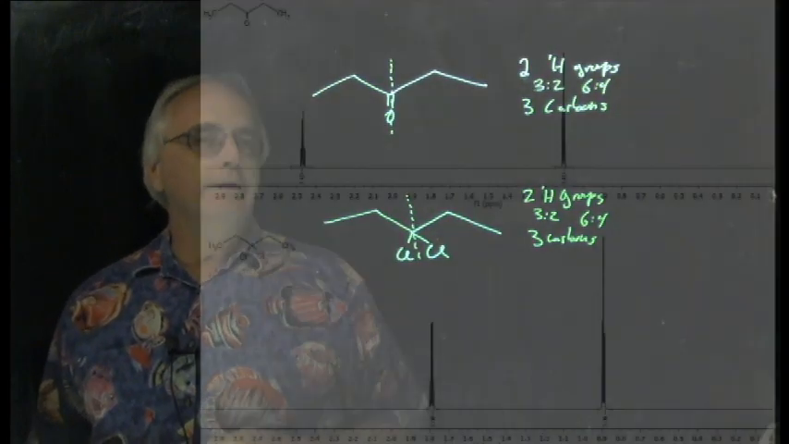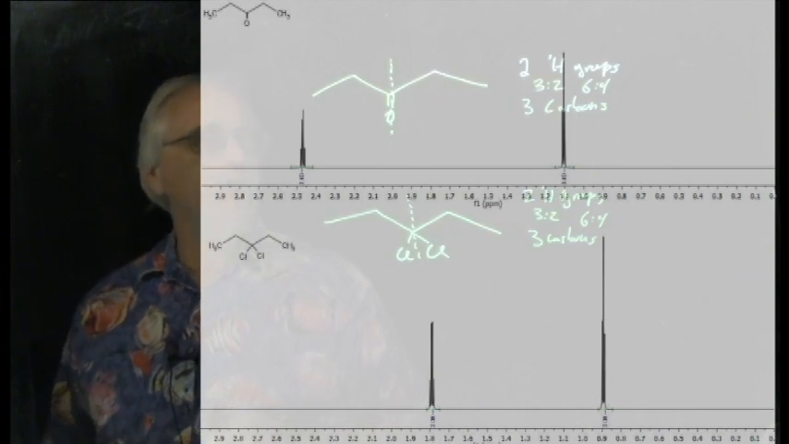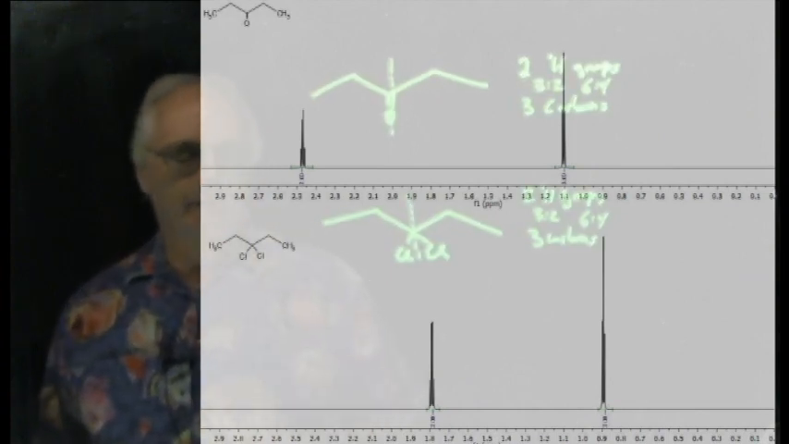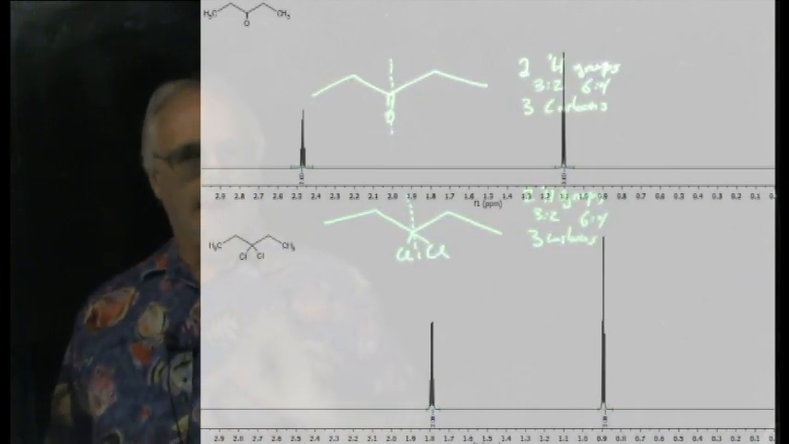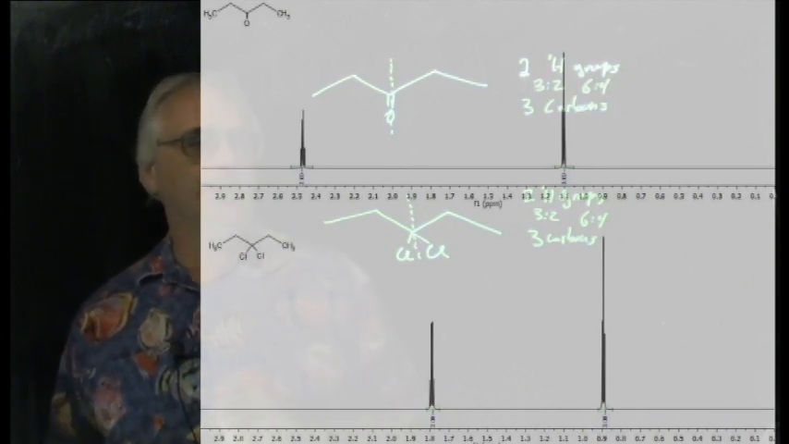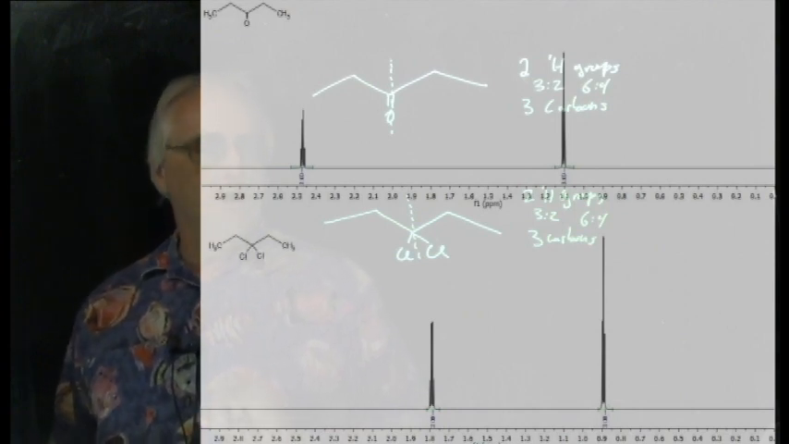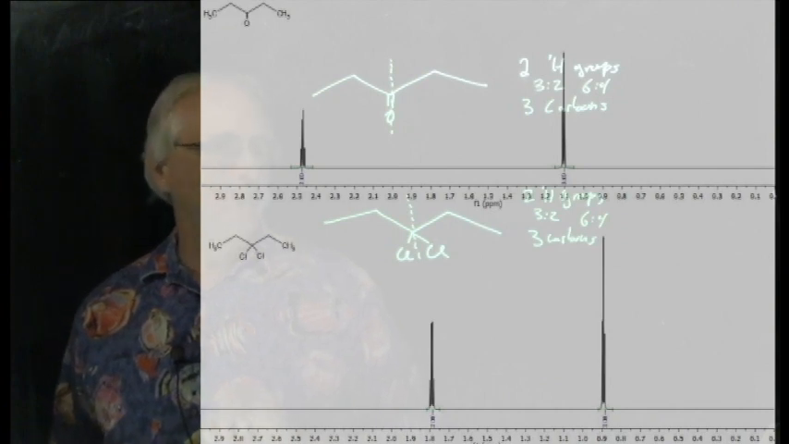So here are the proton NMR spectra for these 2 molecules. What I've done is stack the 2 structures on top of each other and scale them so that they have exactly the same values on the left and on the right. And you can see they do look very similar. There are indeed 2 proton groups. They do indeed integrate to a 3:2 ratio.